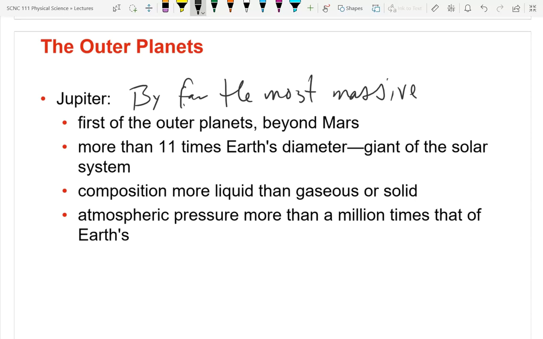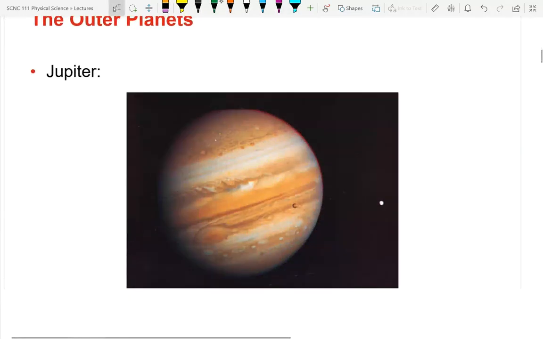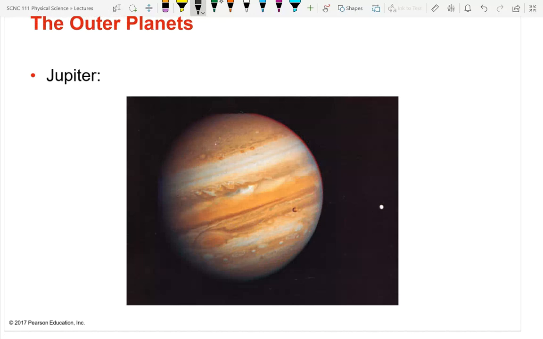Giant. Its composition, it says here, more liquid than gaseous or solid. If you were to fall into Jupiter, you have out here at the exterior gas. And so we've sent probes into Jupiter. You drop the probe, gravity pulls it in, it goes in, the gas gets thicker and thicker and thicker until you reach what we see as the surface. It doesn't have an actual surface any more than a cloud has an actual surface.